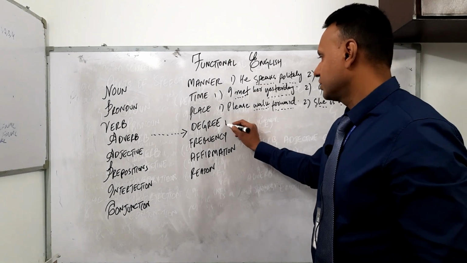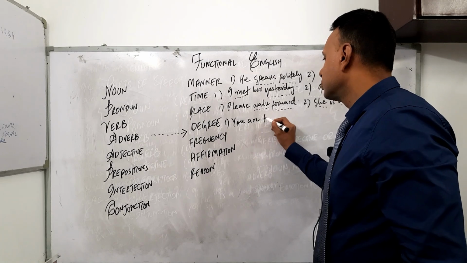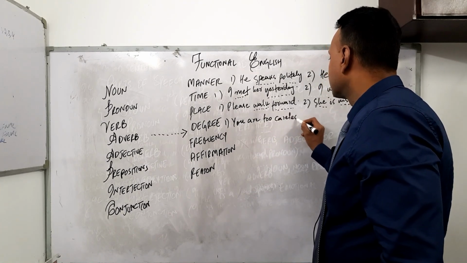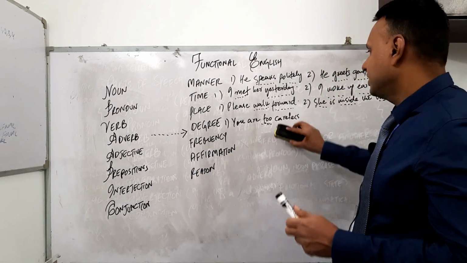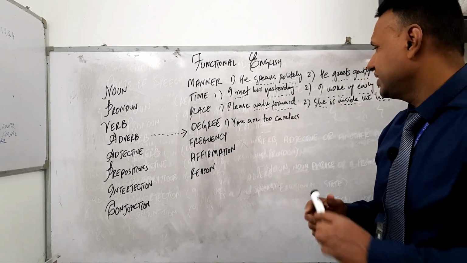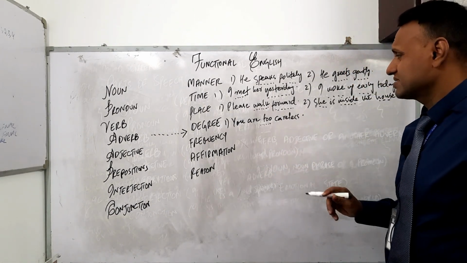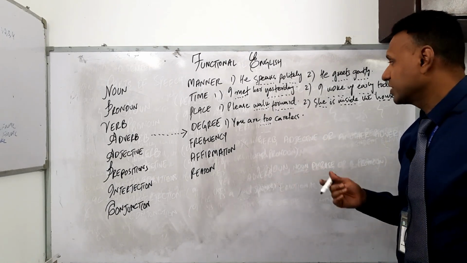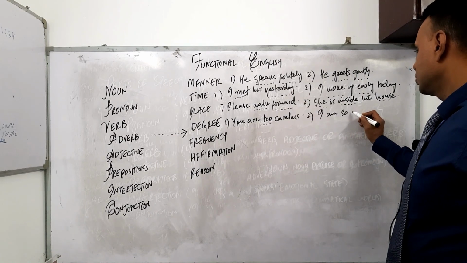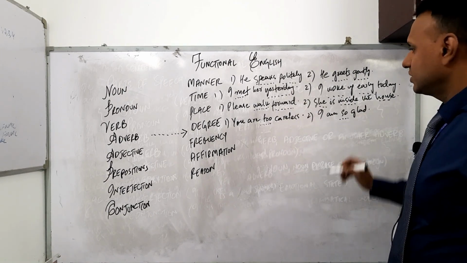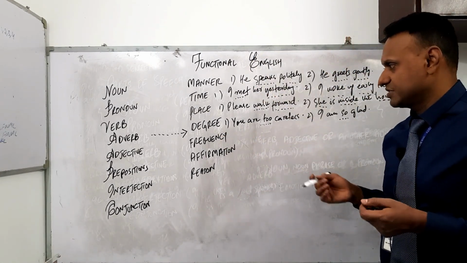Now when we discuss degree, you are too careless. Too is sort of like telling us the degree, and it could be about extremely, entirely, highly. I highly appreciate. You're too careless. It's entirely yours. I'm extremely sorry. That's the degree. I'm so glad. I am so glad. Now so here is telling us the degree of the adverb. Okay, and that's what it is.